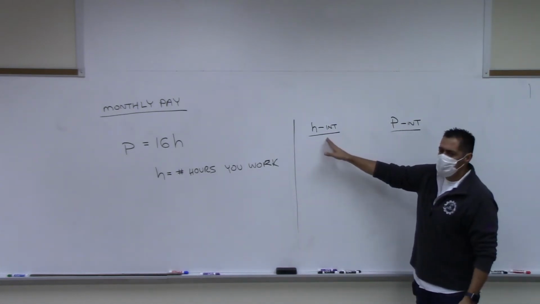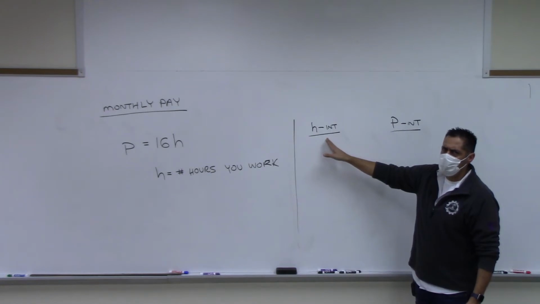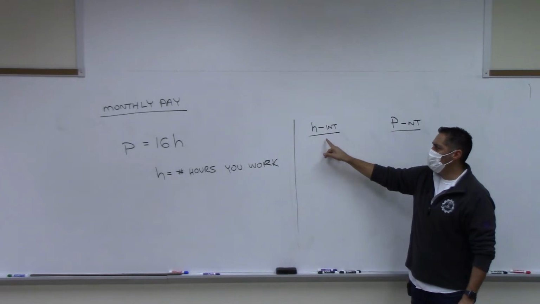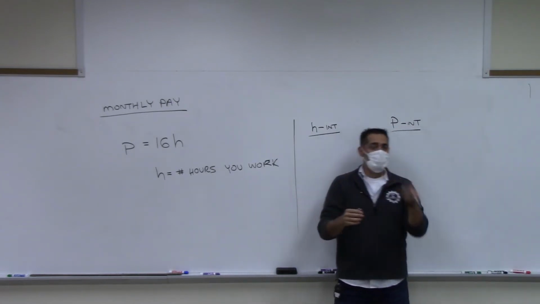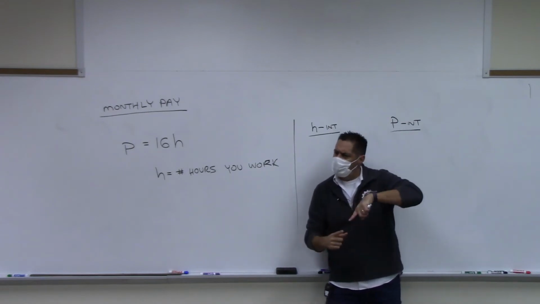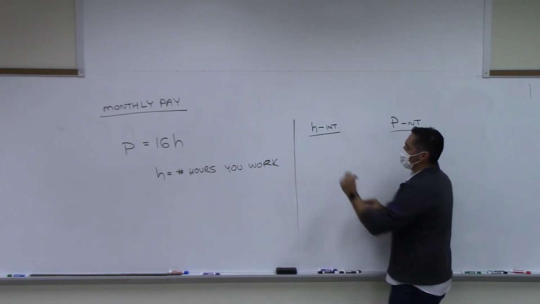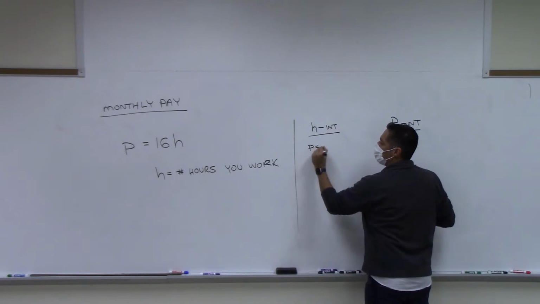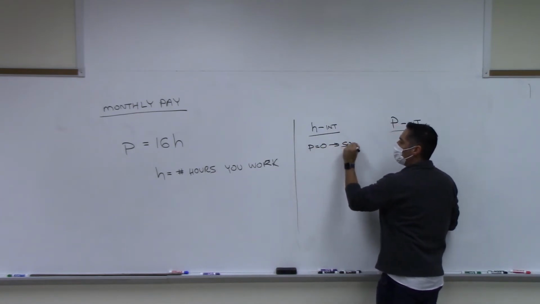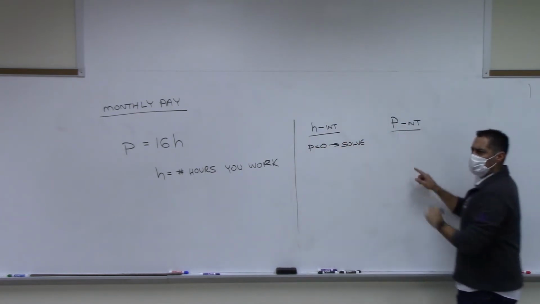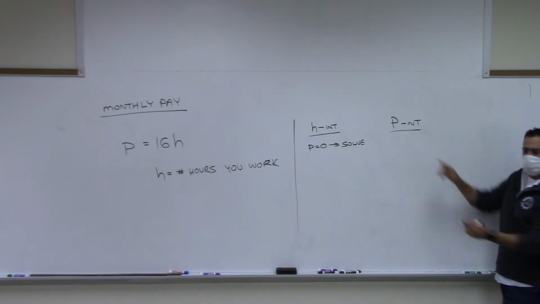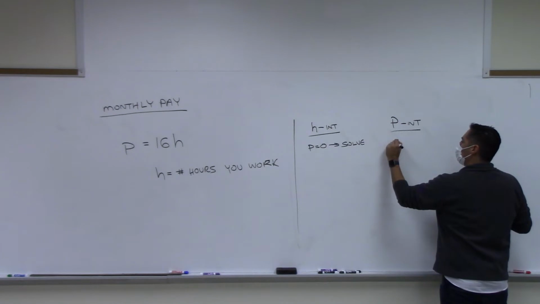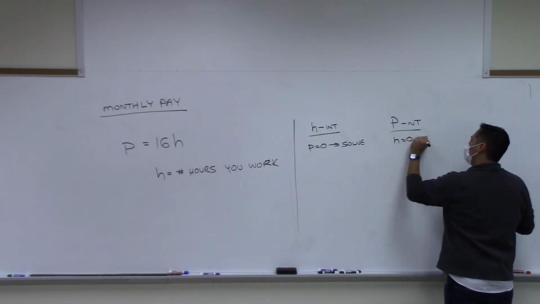So my h-intercept, how would I find my h-intercept? Set what to 0? Not hours. Remember, when we're trying to find the x-intercept, we set y to 0. When we find the y-intercept, we set x to 0. So it's always the opposite of the letter. So if I want to find the h-intercept, I'm going to set p equal to 0 and then solve, right? Understand, Garrett? And if I want to find the p-intercept, I'm going to set h to 0. Yeah, set h equal to 0, solve.